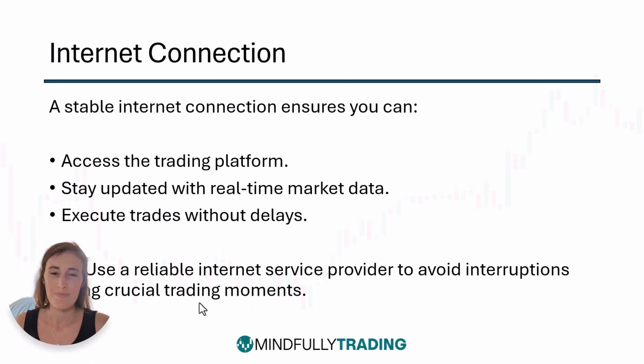An internet connection. I know there's not too much to say about this, but it is important to recognize that a stable internet connection ensures that you can access your trading platform, stay updated with real-time market data, and execute trades without delay. I have tried to trade before with an unreliable internet connection. It is frustrating. It could even be dangerous because you could place an order without the time to place a stop loss, and you could be having an order out in the open markets without any safety net to combat if it goes against you. So it's really crucial to have a stable internet connection.